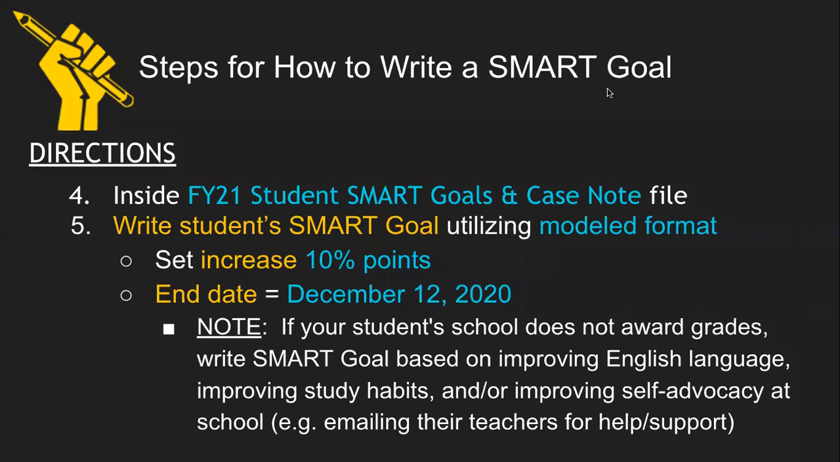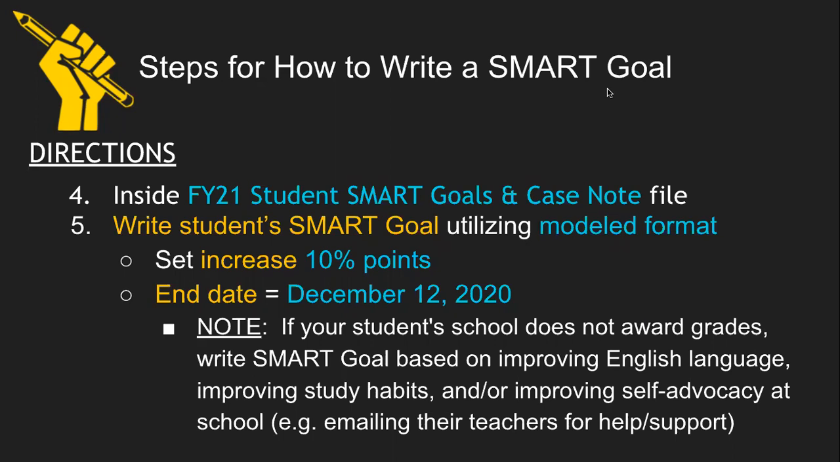Next, inside the FY21 Student SMART Goals and Case Notes file, write that student SMART goal utilizing the modeled format. Remember, set the increase to a 10% increase in the student's lowest performing class grade. Set the end date of your SMART goal to December 12th, 2020.